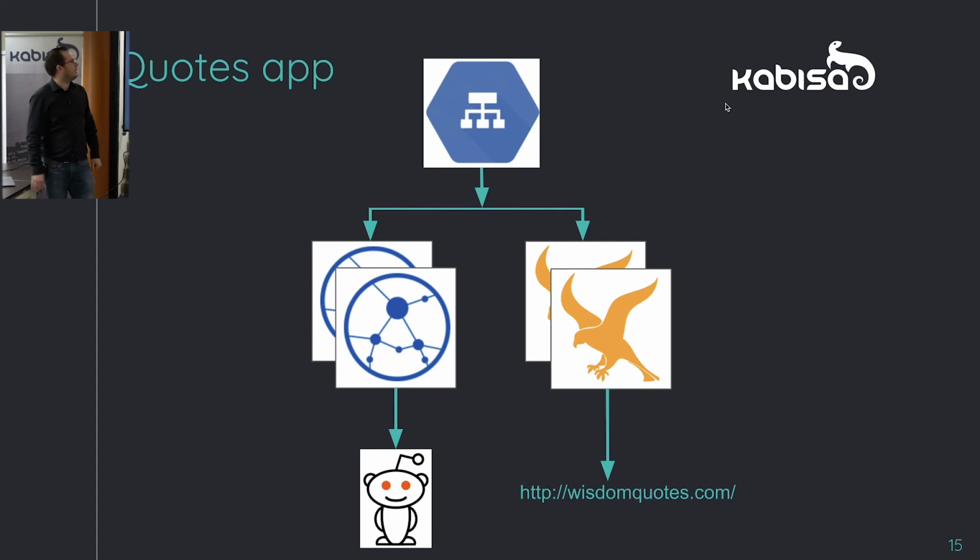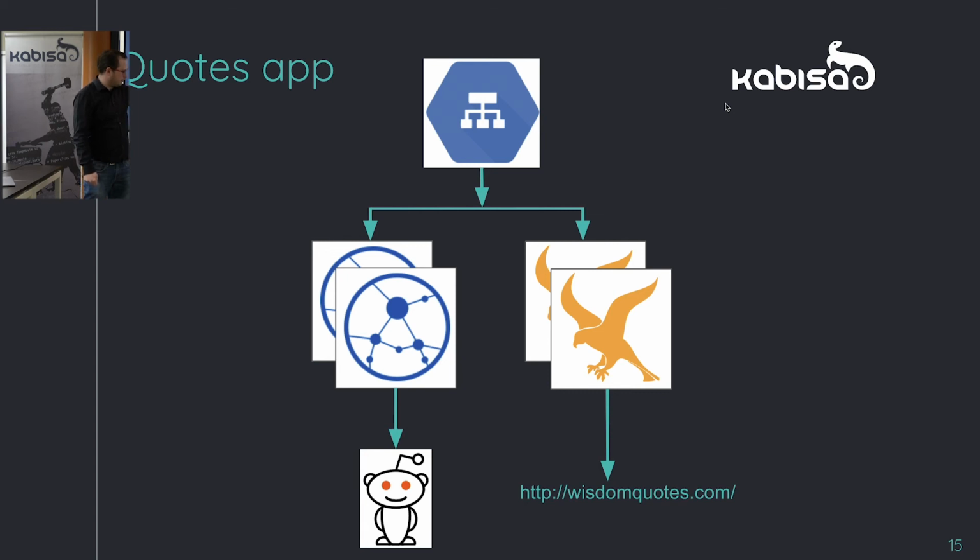In my quotes application, I built two Python applications. One in AIO HTTP, which is an asynchronous web server, and one in Falcon. And I specifically built one in Falcon because I knew that it was used somehow, because there was a presentation at Kabisa about Falcon. So I wanted to implement that in my application.